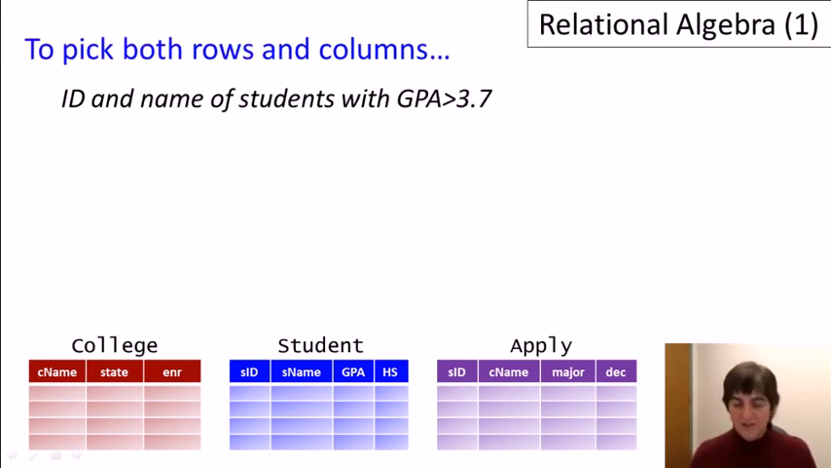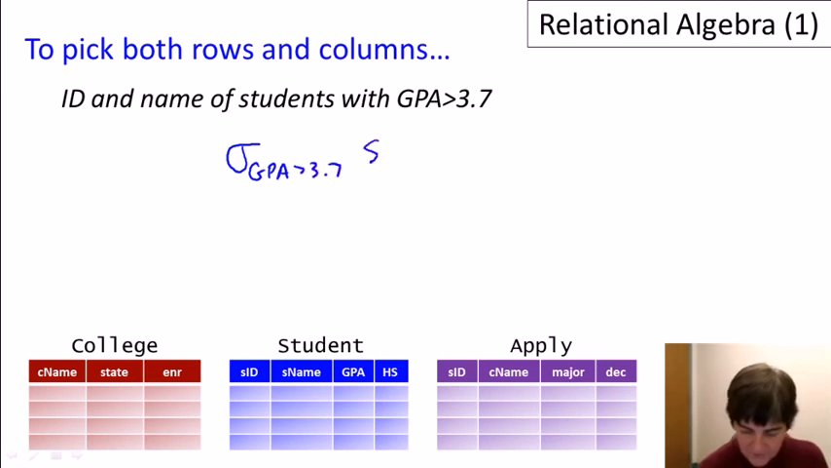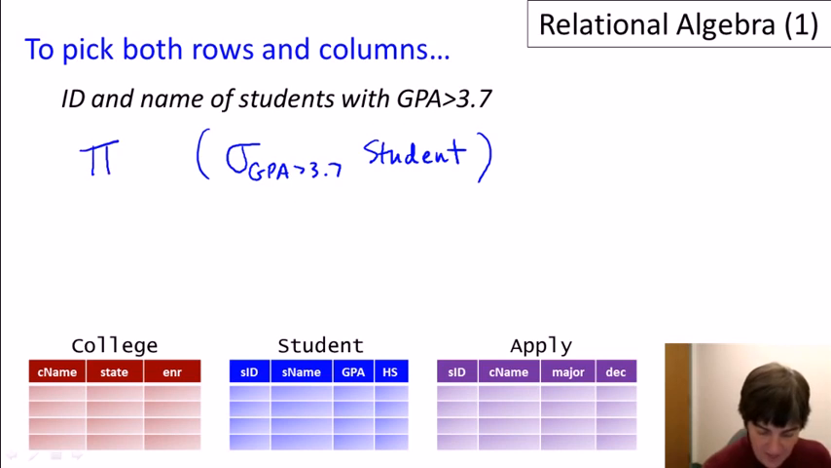Now, what if we're interested in picking both rows and columns at the same time? So we want only some of the rows and we want only some of the columns. Now we're going to compose operators. Remember that relational queries produce relations. So we can write a query, say, with the select operator of the students whose GPA is greater than 3.7. This is how we do that. And now we can take that whole expression which produces a relation and we can apply the project operator to that and we can get out the student ID and the student name.